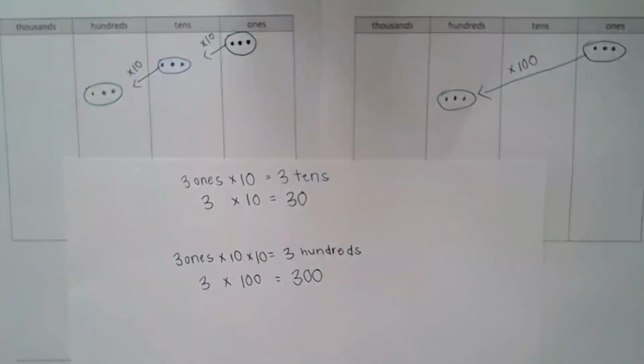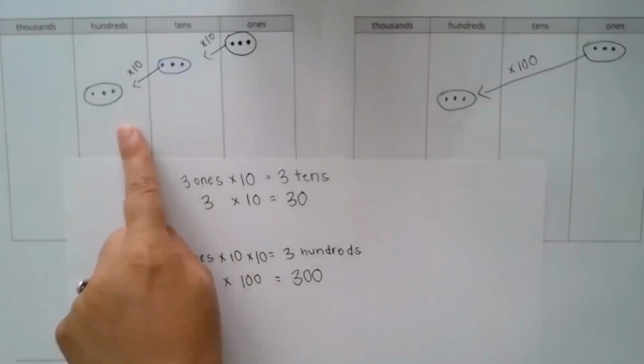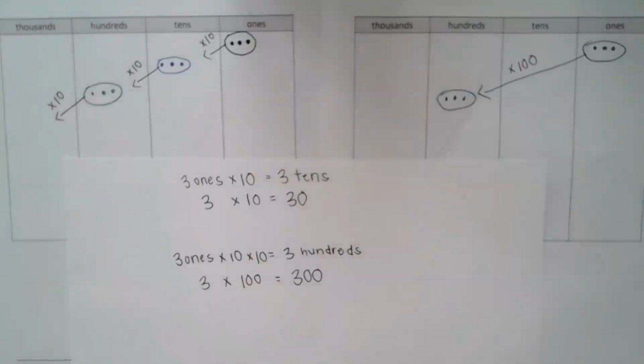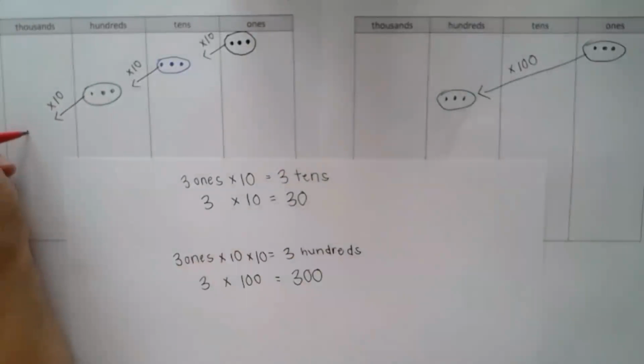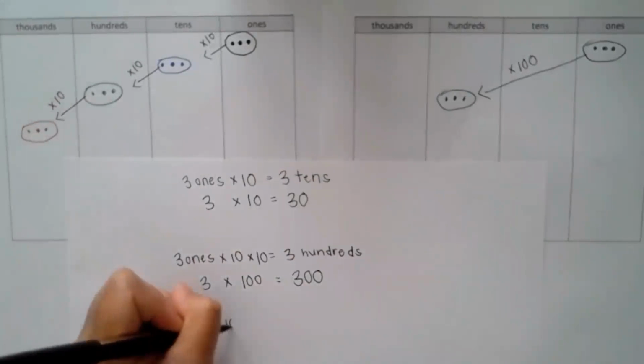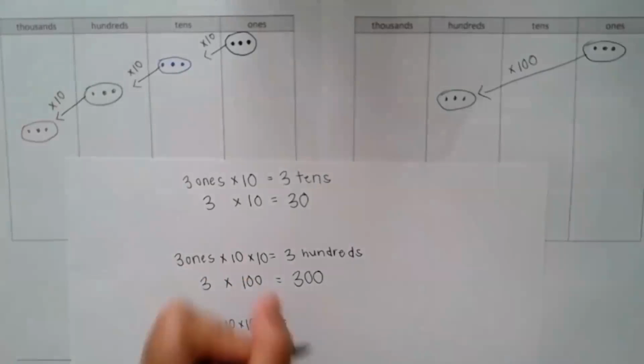What if I wanted to multiply 3 ones times 1,000? I could show 3 times 1,000 by again starting at 3 ones, multiply by 10 to get 3 tens, then I can multiply times 10 again to get 3 hundreds, and then I can multiply times 10 one more time, and that would equal 3 thousands. 3 ones times 10 times 10 times 10 equals 3 thousands.